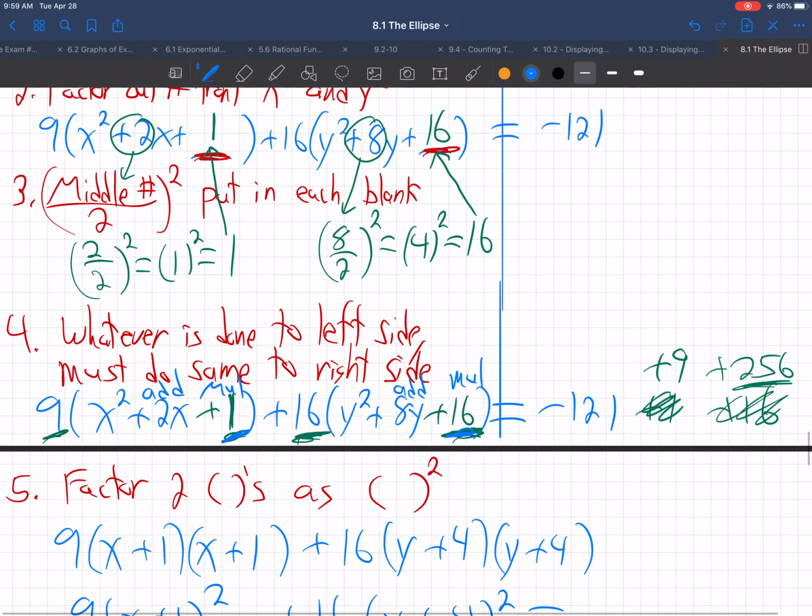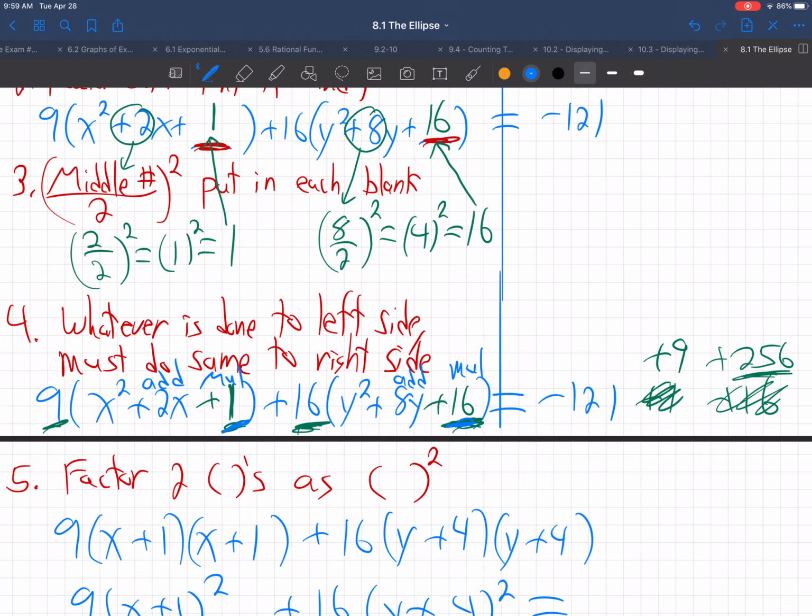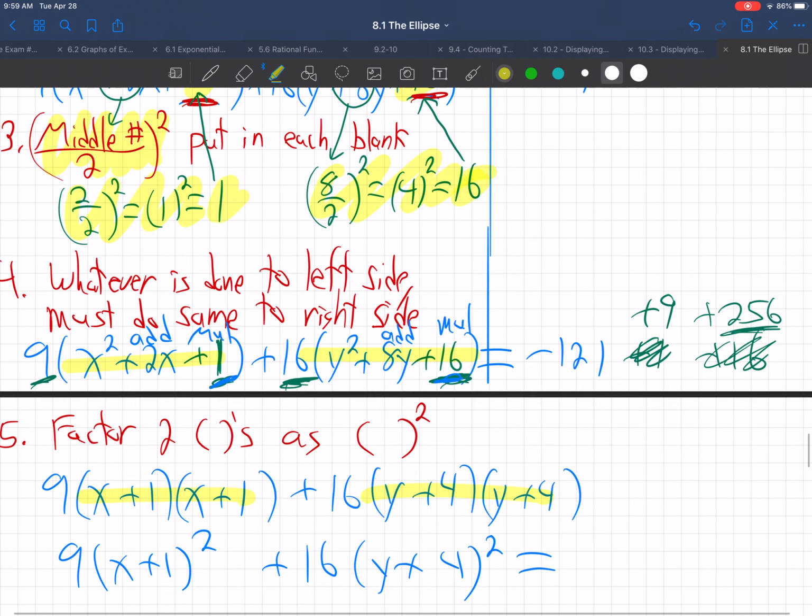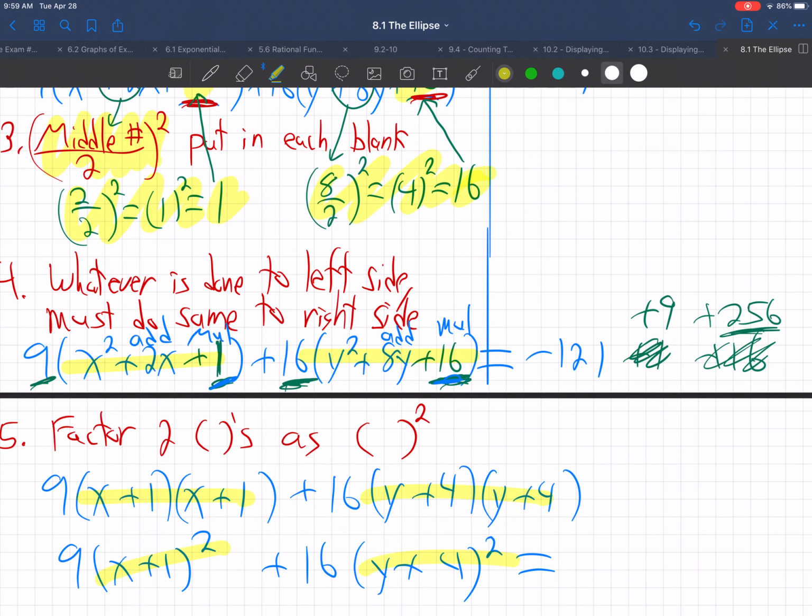So that's the whole trick about this middle number right here, this middle number over 2 squared. It gives it, and we did it right here, and we did it right here, it gives you just the right number, the 1 and the 16, to put in the parentheses, so that later when you factor this and this, it factors as the same thing twice, squared, squared. That's how that works. It's beautiful.